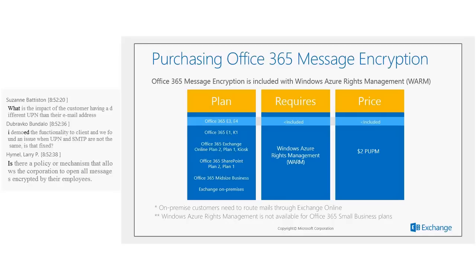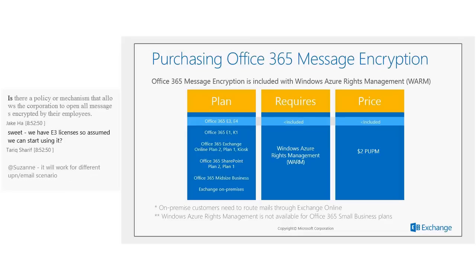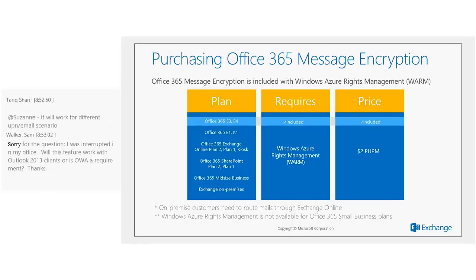So that stays at $2 per user per month. The good part there is because the Windows Azure Rights Management is already included with the Office 365 E3 and E4 suites, those customers will probably already start to see the Office 365 message encryption light up in their respective tenants, and they can simply configure it and start using it immediately.